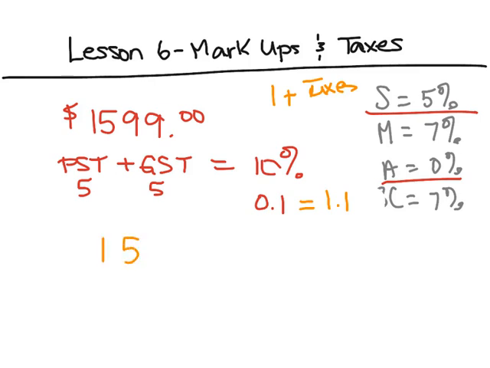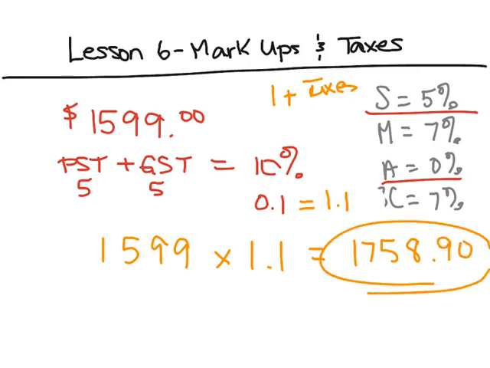So we're going to take 1,599 and multiply it by 1.1. And altogether we get $1,758.90. So this is how much it costs with tax. Also, keep in mind that on an assignment or in the textbook questions or worksheet questions, if it doesn't say what province you're in, assume you're in Saskatchewan because we live in Saskatchewan.